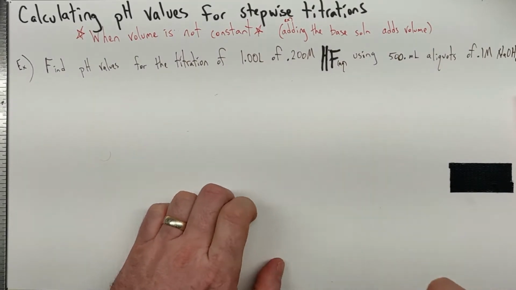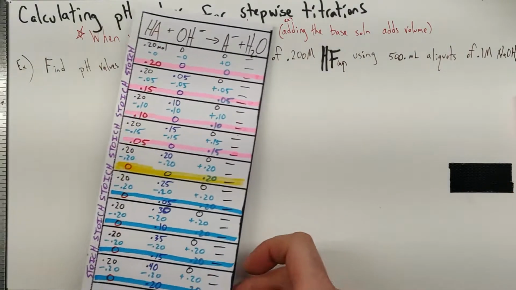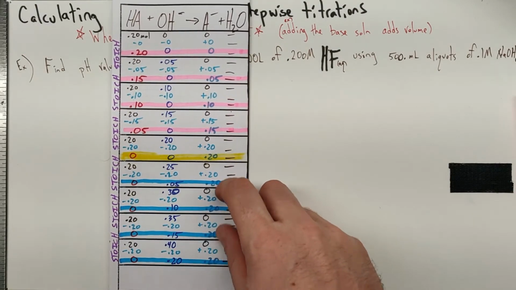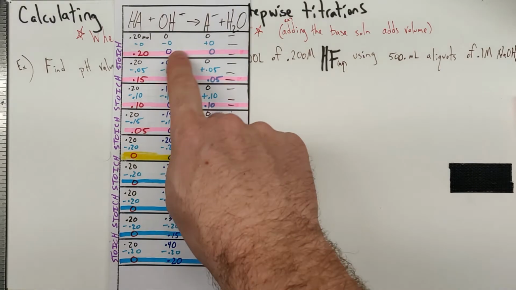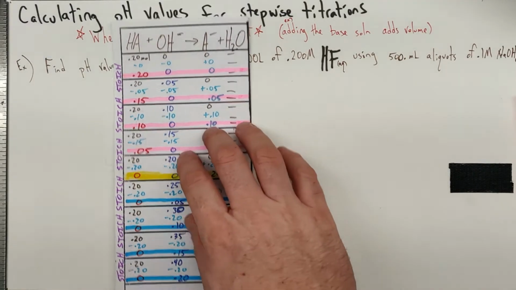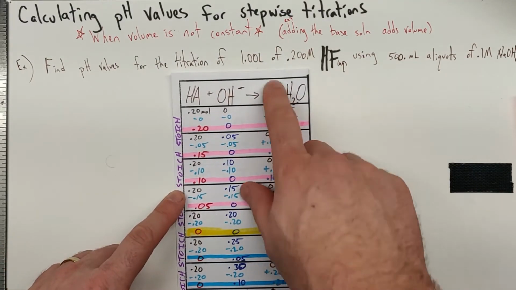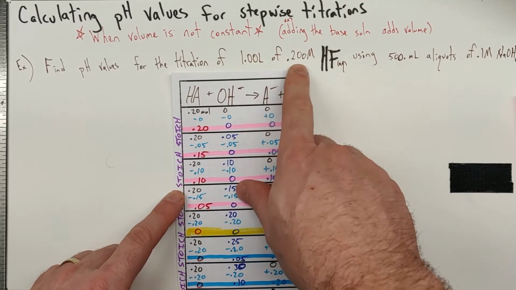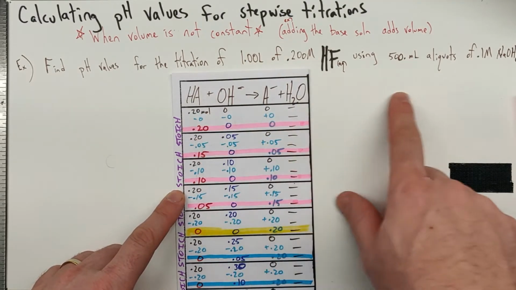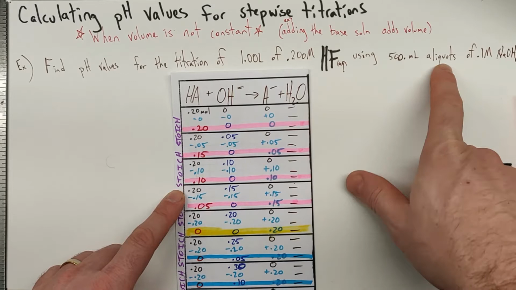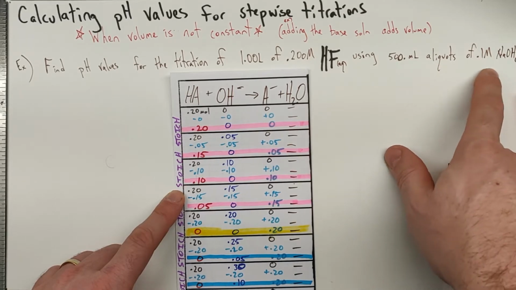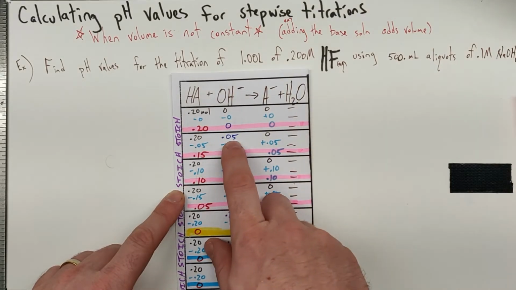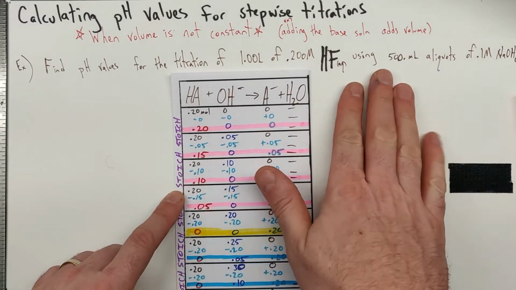So what else isn't going to change? Well, as you may recall for the constant volume problems, our stoichiometry is not going to change. These are our mole numbers all the way through. And again, as you may recall from the other video, 1 liter of 0.2 molar gives us 0.2 moles, and then we're adding 500 milliliter aliquots, 500 milliliter portions of this NaOH, which means we're adding 0.05 moles at a time. So all of that math is the same.